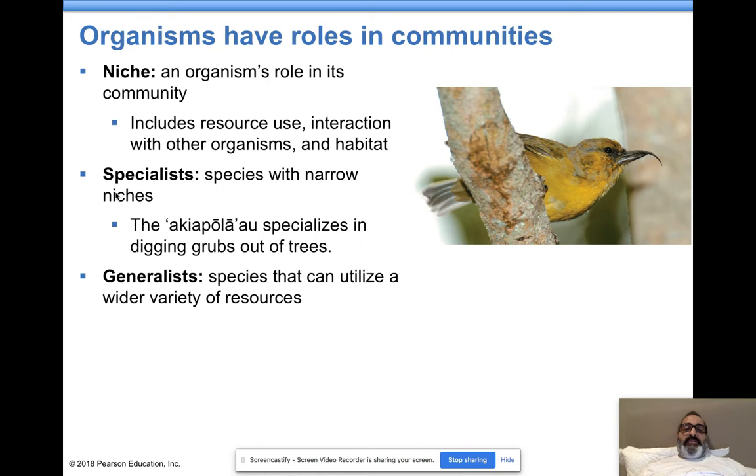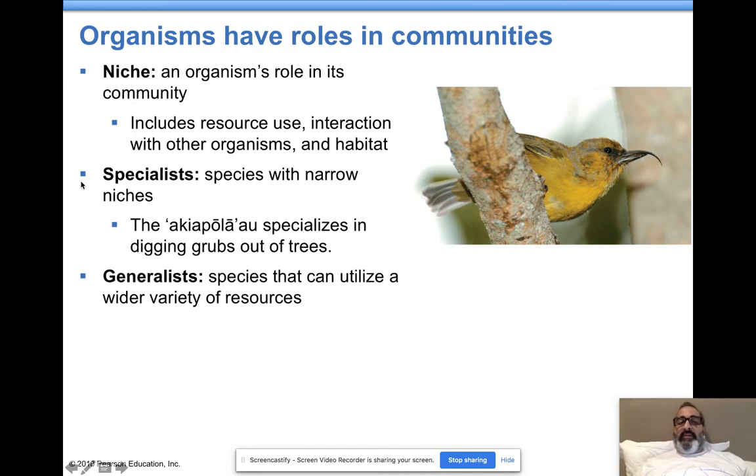This term niche, this is a pretty big word. It means a lot of things. The definition is its role in its community. Well, what the heck does that mean? That means how it uses its resources. What does it eat? Where does it live? Okay. Where is it in the food chain? Is it a top predator? Is it a producer of food? What is its role, basically? So a niche could mean many things.